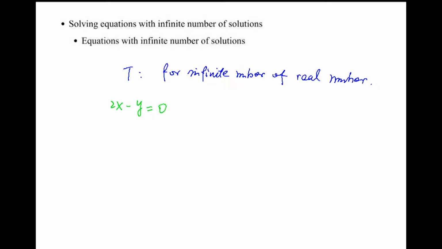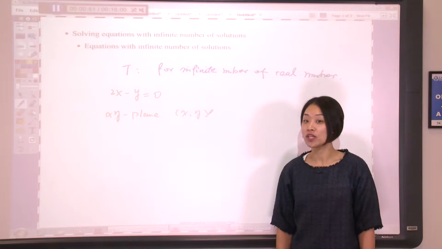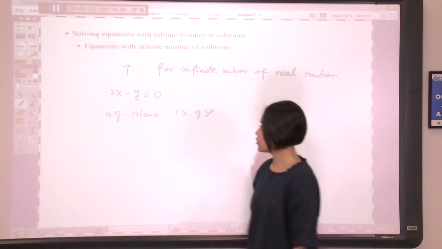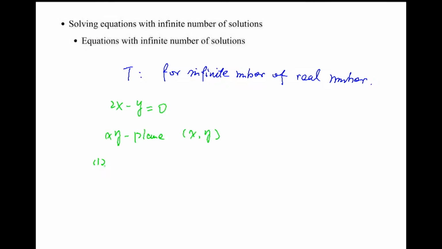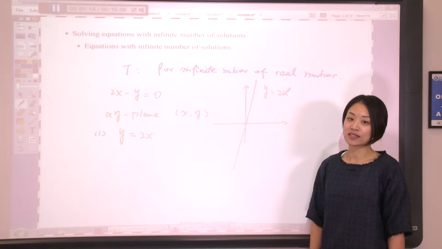To solve this one on the xy plane, we know its solution should be an ordered pair, which is (x, y). In order to find such x, y, we need to plot its graph first. So first, let's convert it into its slope-intercept form. That is, y equals 2x. This implies the y-intercept would be (0, 0), and its slope is going to be 2. So it's really easy to plot its graph. This will be y equals 2x.